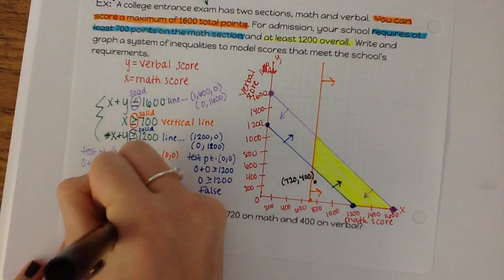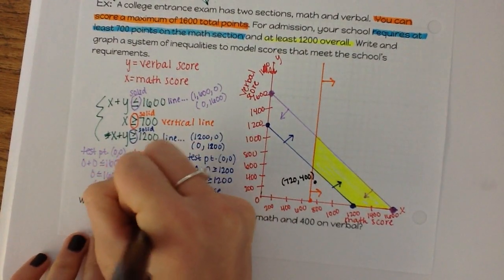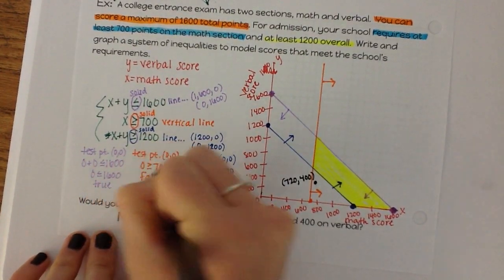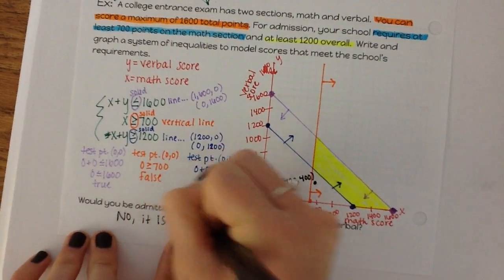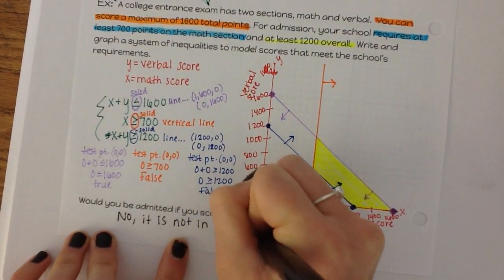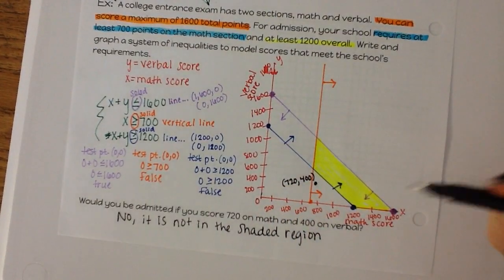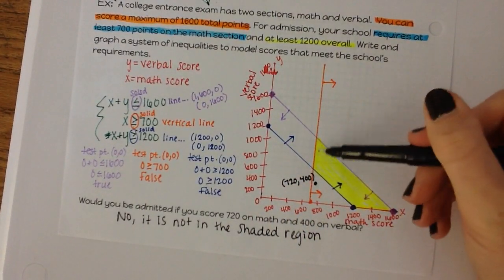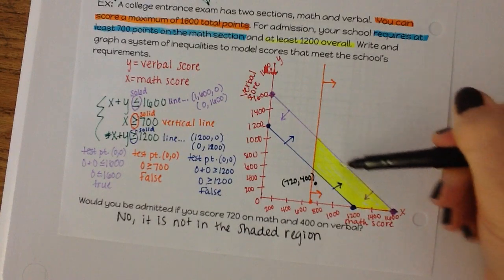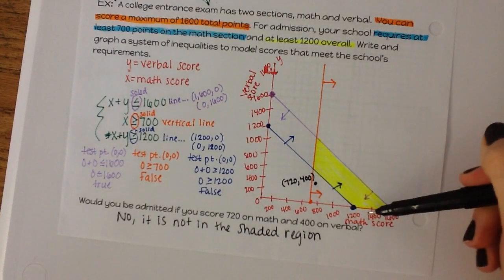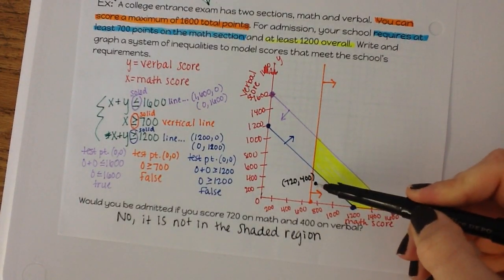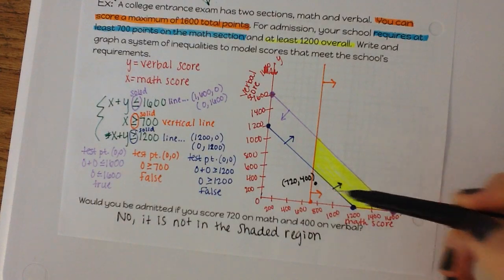No, we would not. And that is because it is not in the shaded region. So the solutions to this system of inequalities is everything that is in this overlapping shaded region. And our point right here was not, so it is not a solution. Therefore, you would not be admitted.